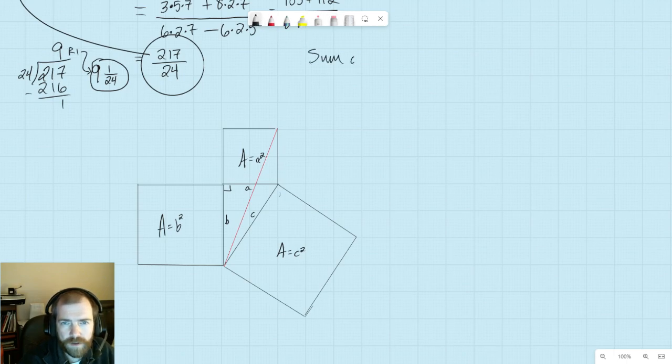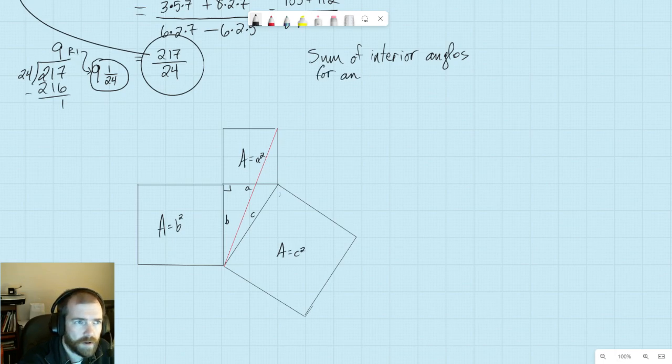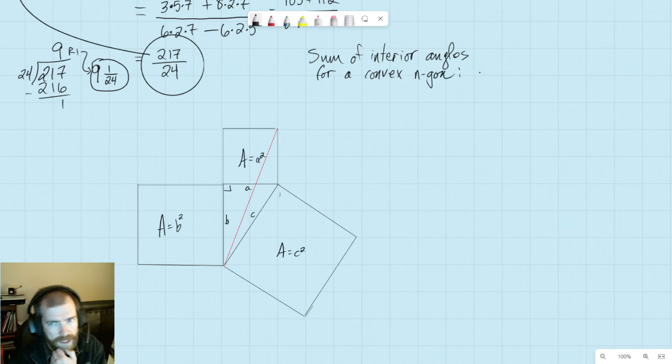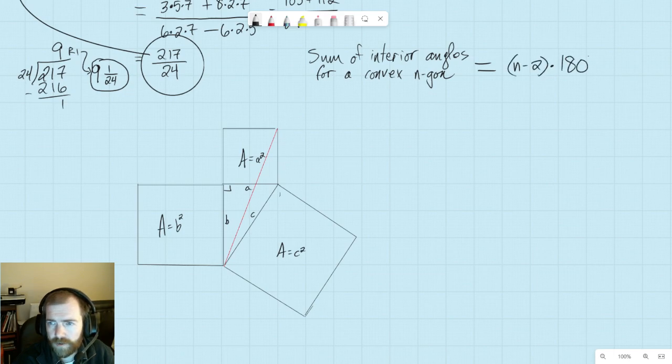So the sum of interior angles for a convex n-gon is going to be equal to (n minus 2) times 180 degrees. I don't think I did.